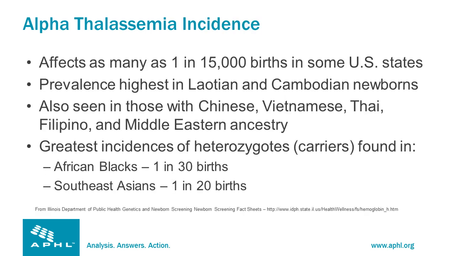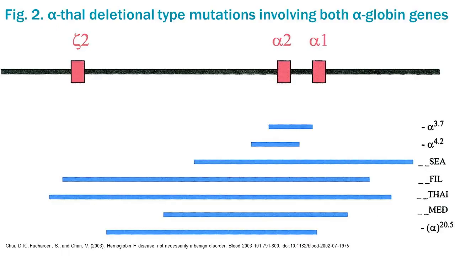In general, in the United States and in some states, we have 1 out of 15,000 births affected with alpha thalassemia. In African Americans, we have 1 out of 30 births that will carry an alpha-thal mutation and 1 out of 20 births that will carry a Southeast Asian mutation. Next slide, please. Most of these mutations are prevalent in people from Southeast Asia.